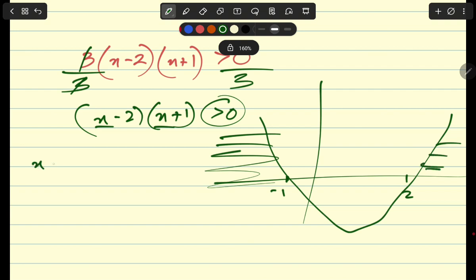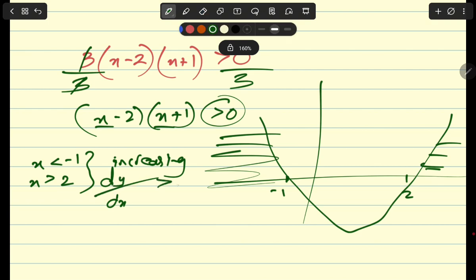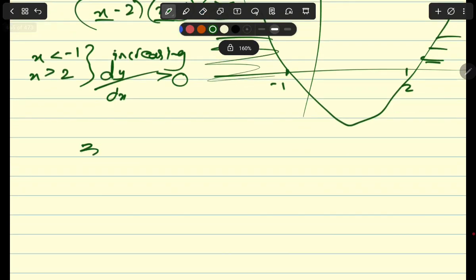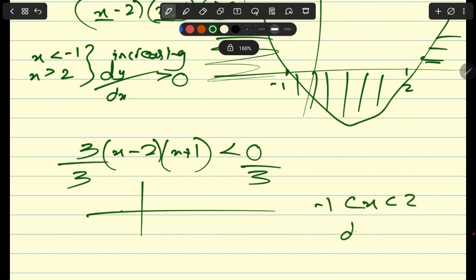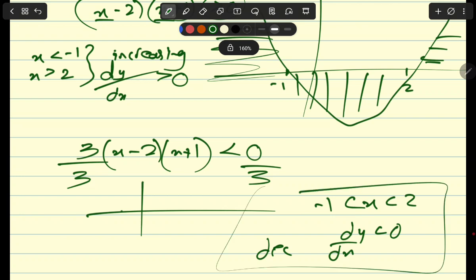So I will say that at x less than minus 1 and at x greater than 2, the function is increasing. It's increasing because dy by dx at these values, x less than minus 1 or greater than 2, is greater than 0. Now for less than 0, it is 3 times x minus 2 and x plus 1 less than 0. Again I divided by 3, and now I have to find the inner region. So between 2 and negative 1, dy by dx is less than 0. So this is decreasing. Okay, so this is how you determine it.